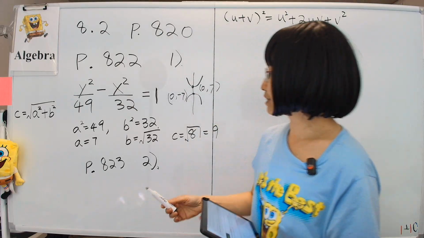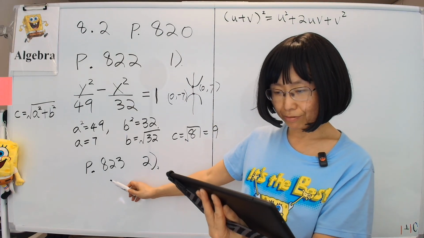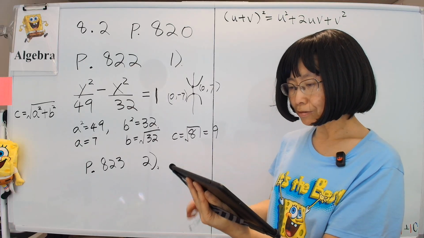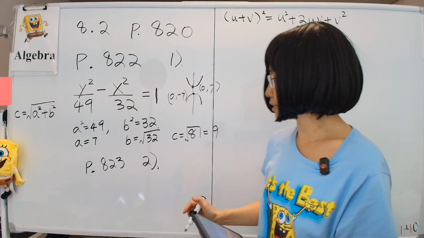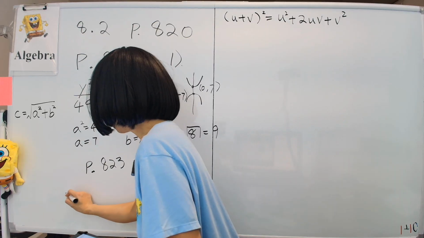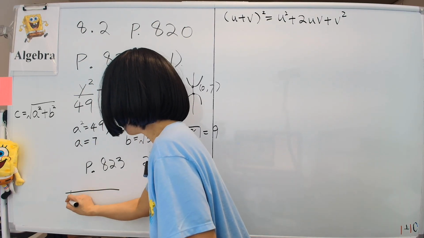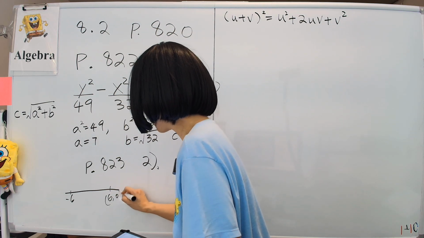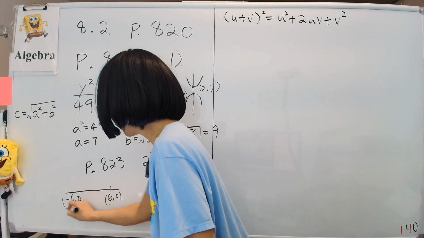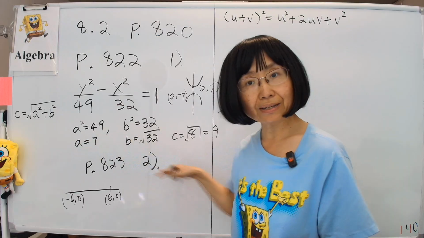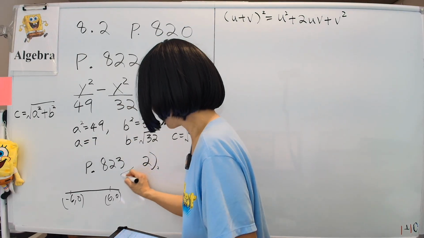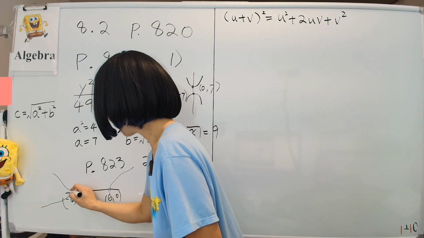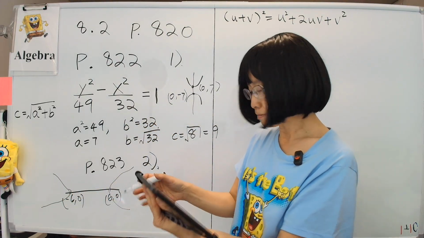Next, let's look at example 2 on page 823, where we need the equation of a hyperbola whose vertices are at plus or minus 6, 0. So the vertices are at minus 6 and 6, both with 0 for the y coordinates. So the hyperbola is going left and right. That is, it looks something like this. It goes this way, and that part of the hyperbola goes that way. That is quite ugly, but oh well.